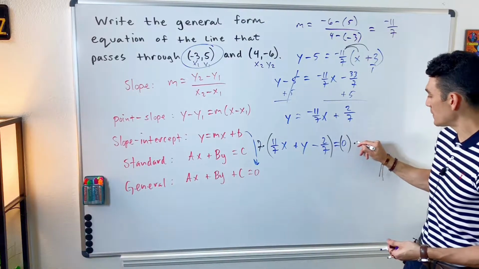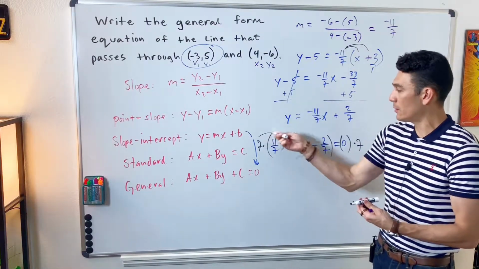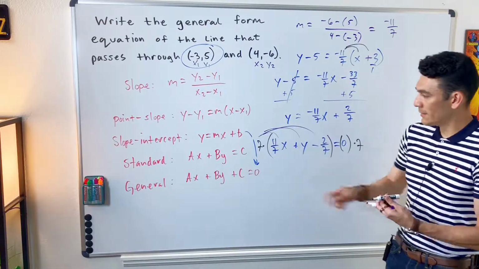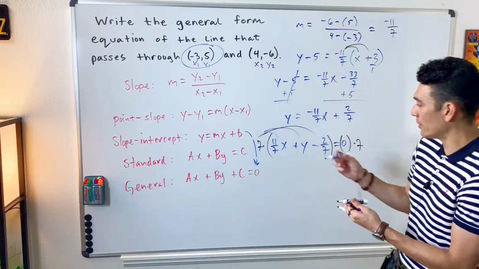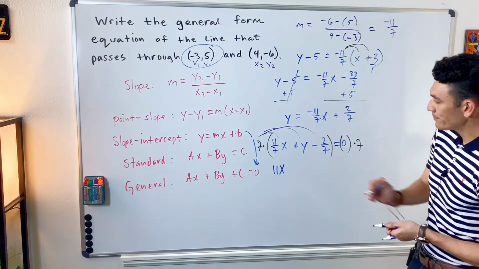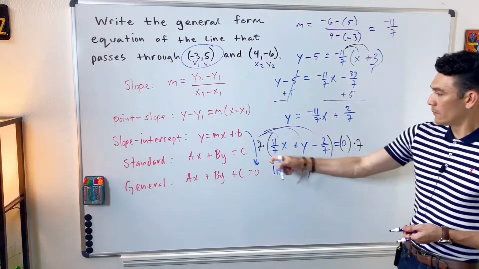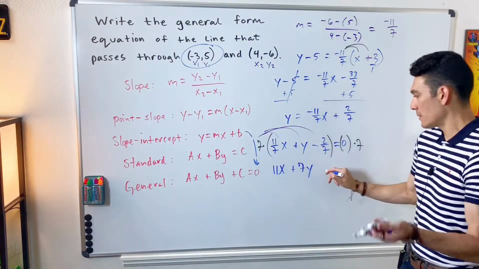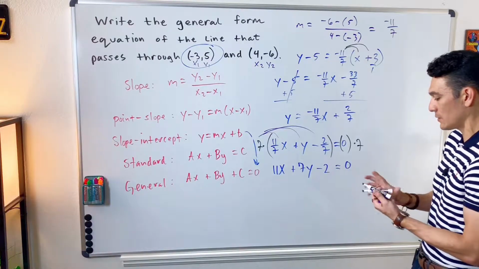Why did I choose 7? Well, because when I distribute here and here and here, these 7s will knock out. So this first term would now look like 11x. This would simply be 7y. When this multiplies with this, the result is -2. And of course, this product is still just 0.